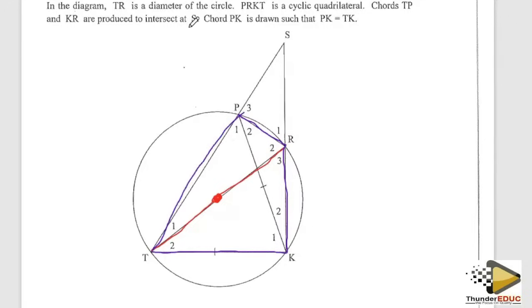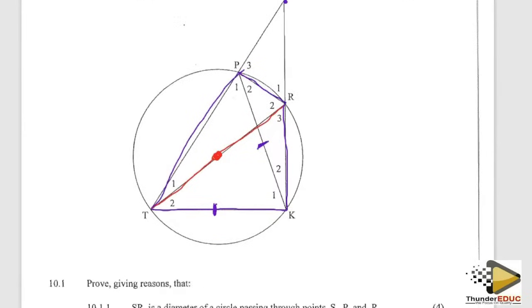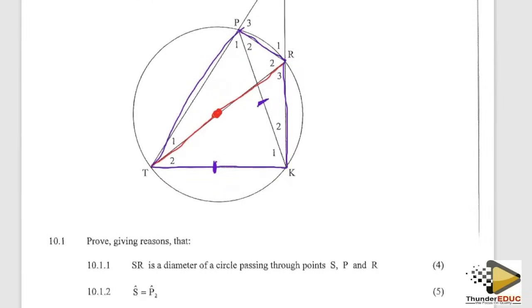And then the chords TP and RK are produced to intersect at the point S. Chord PK is drawn such that PK, this one, is the same as this one. All right, okay. Then prove with reasons that SR is a diameter of the circle that is passing through S and P.